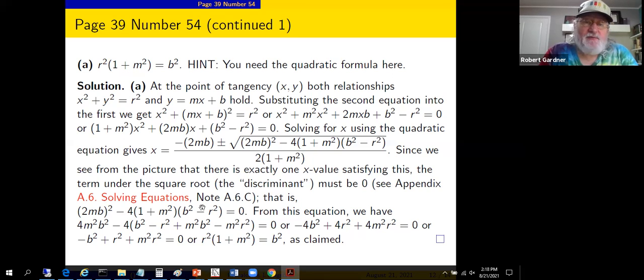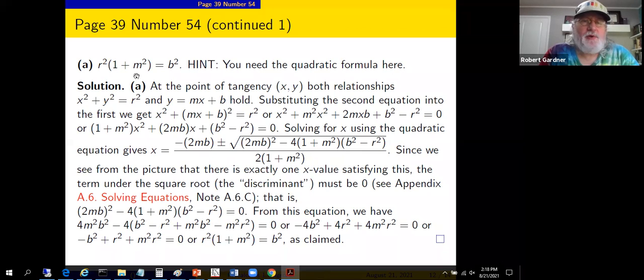See section A6 from the appendix, specifically it's note A.6.c, where we describe how many solutions you get in terms of the discriminant. We want exactly one solution from the geometry. There's only one point of tangency. So we need this discriminant to be 0. We need the plus or minus the square root of 0 so that we get a single x value. So we'll take the discriminant down here, set it equal to 0. You with me?